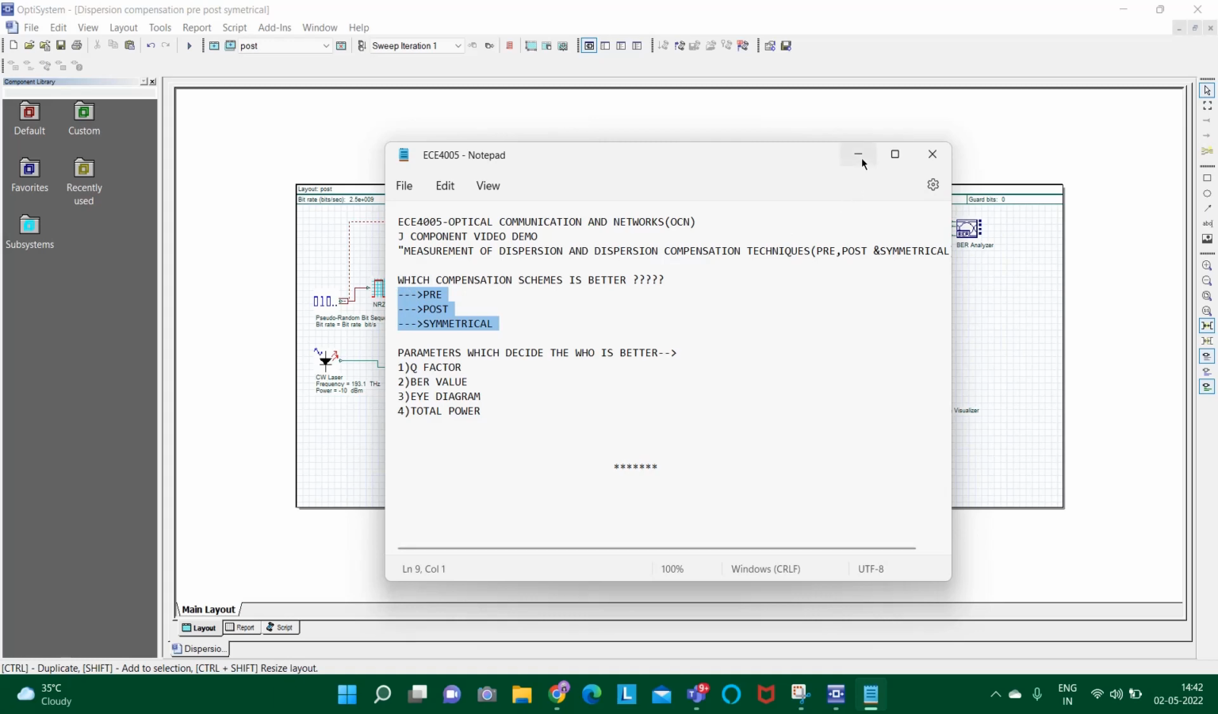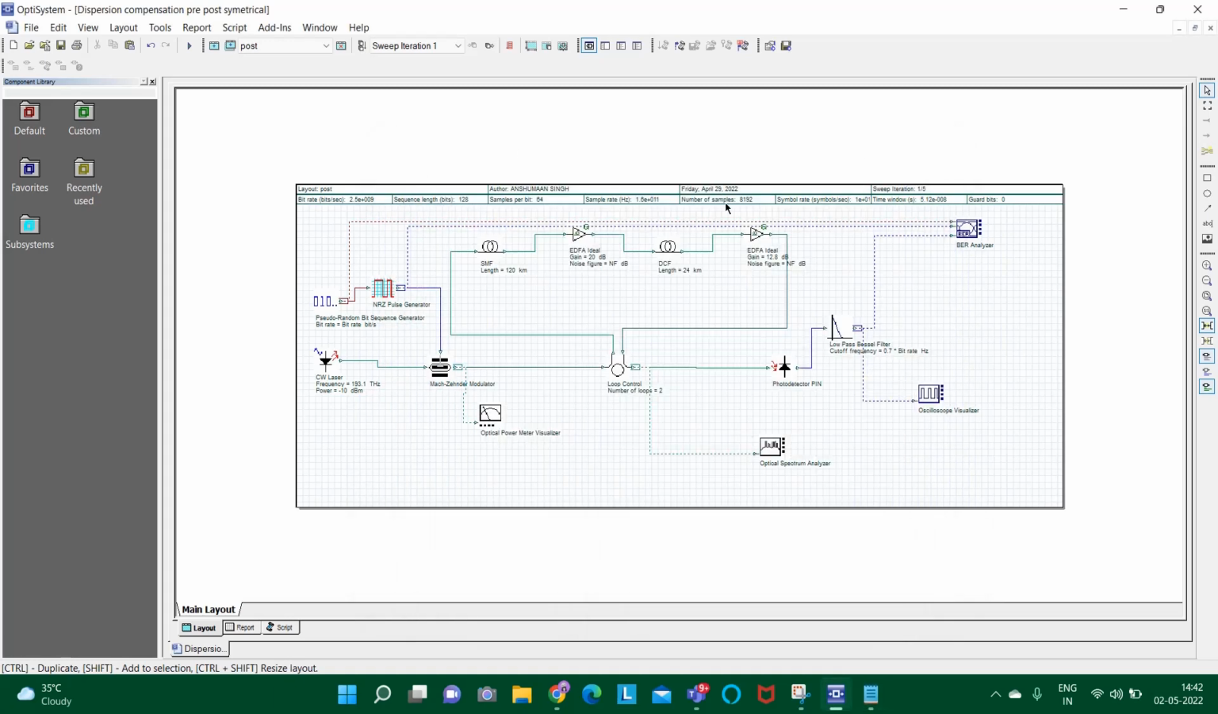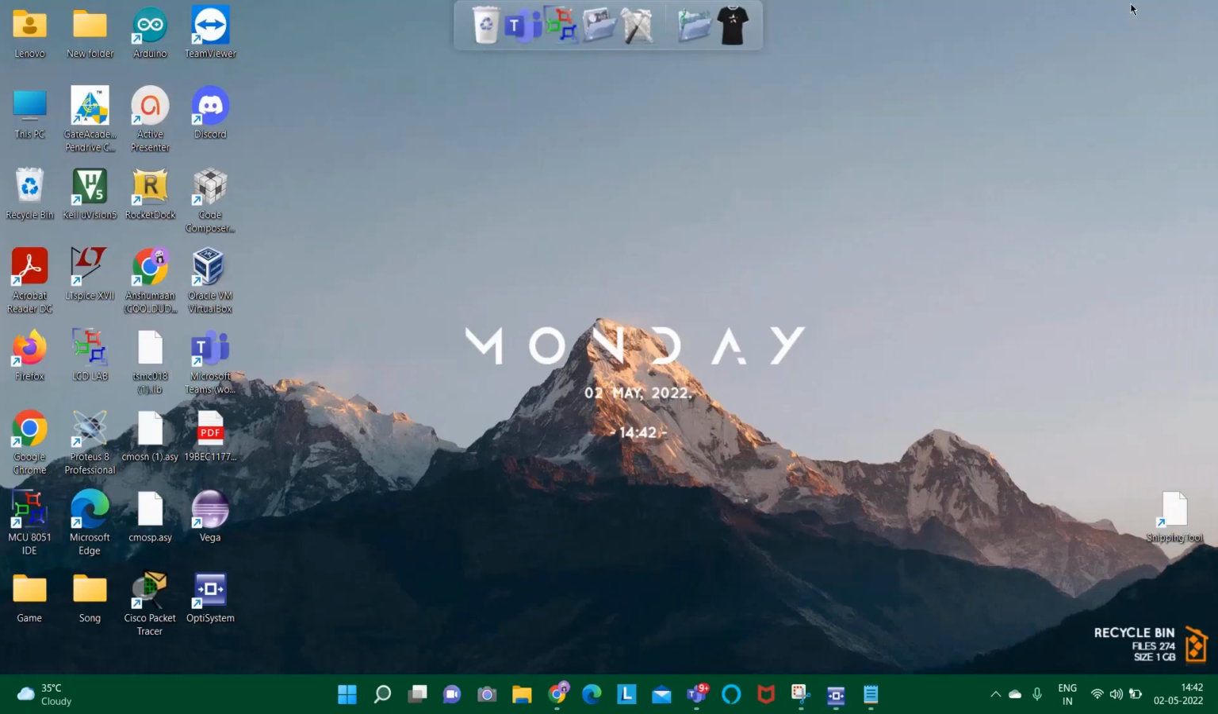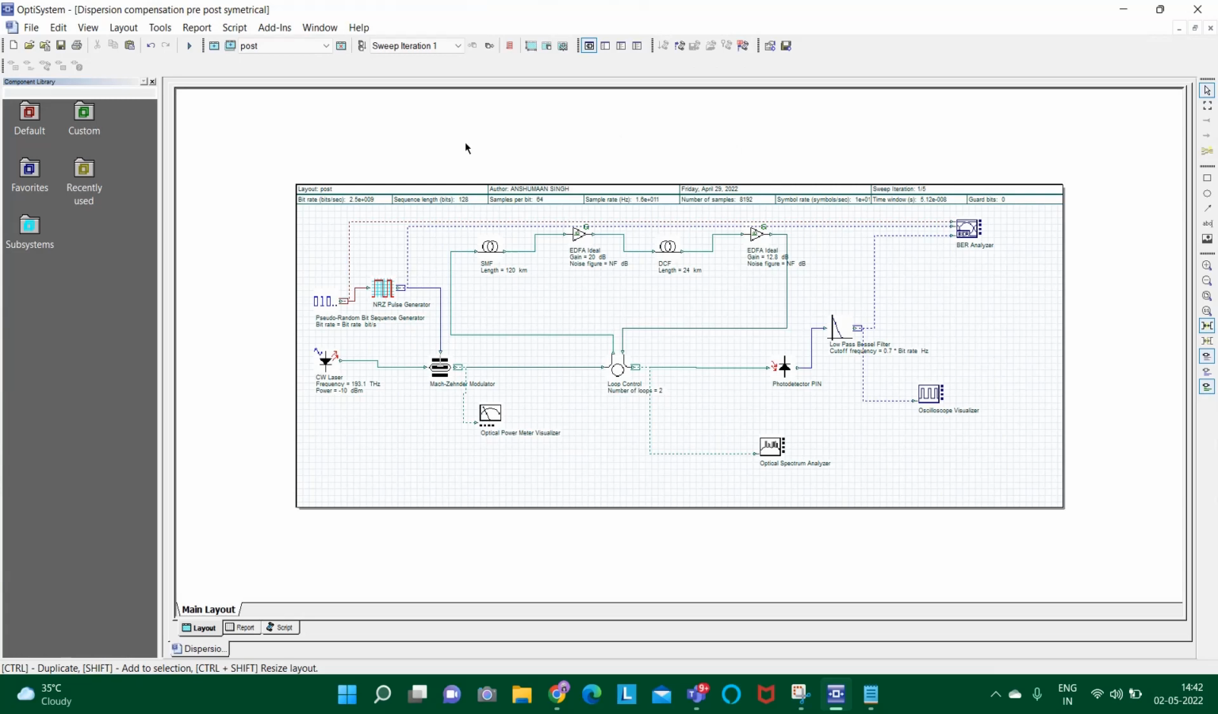The software that we are going to use here is OptiSystem. I got the license for one month, so I have made the circuit. So this is our schematic circuit.